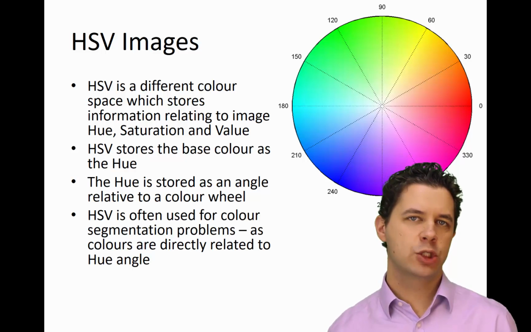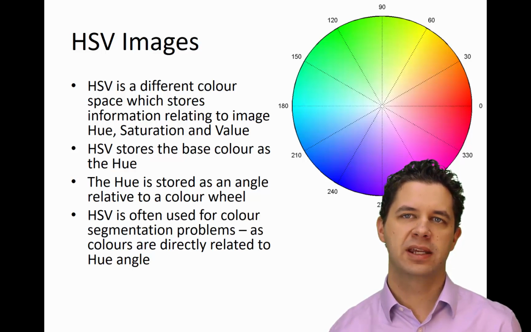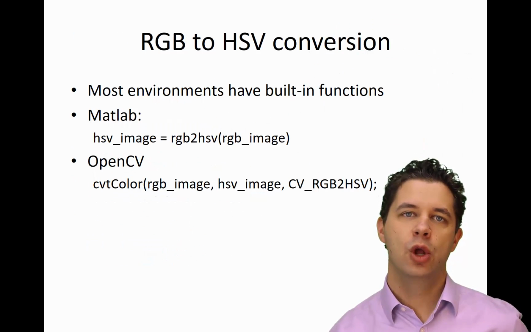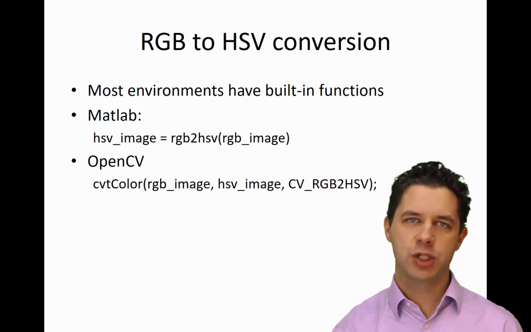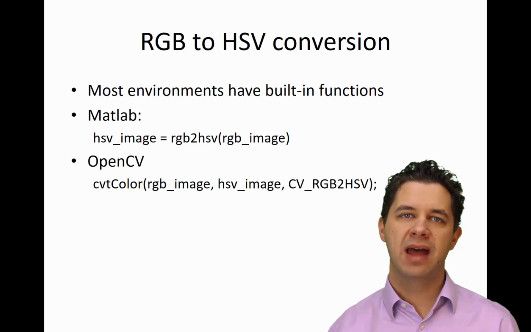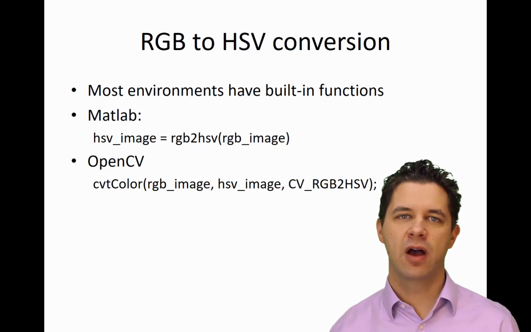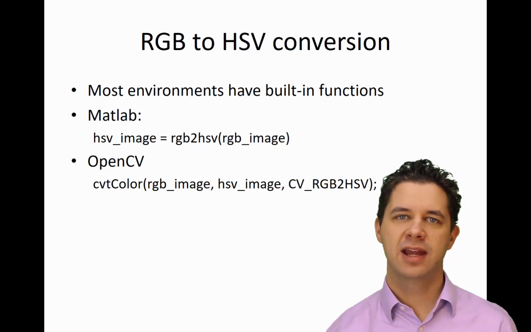Our saturation refers to the percentage of grey that we have in our particular pixel, and our value refers to the brightness of that particular pixel. Now, most software environments that allow us to do machine vision will have built-in functions to allow us to convert these sort of things from RGB to HSV and back and forth. In MATLAB, it's pretty easy. We say rgb2hsv. In OpenCV, we use the cvtColor command, and we specify we've got an RGB image and an HSV image, and we want to use the RGB to HSV conversion.